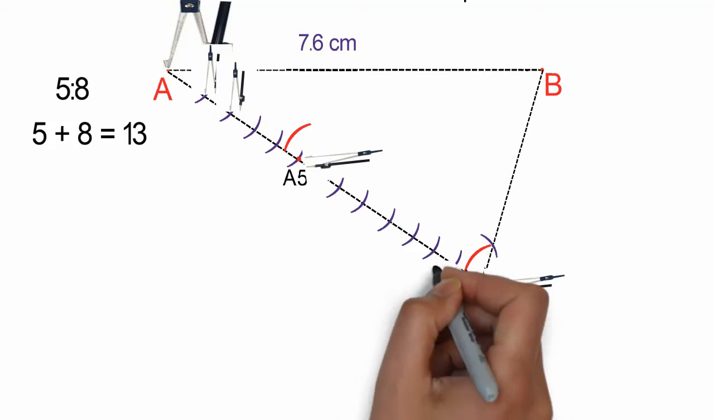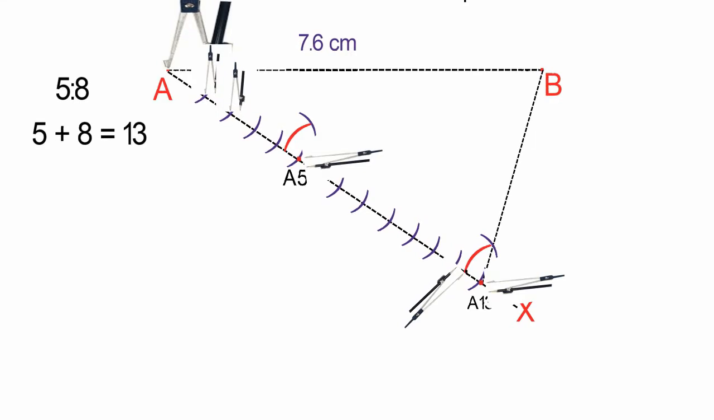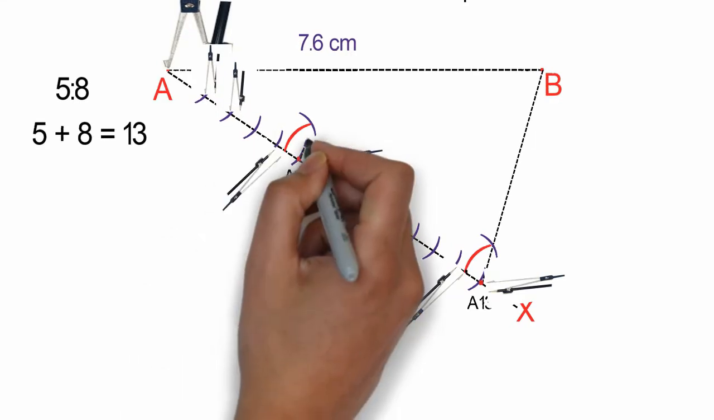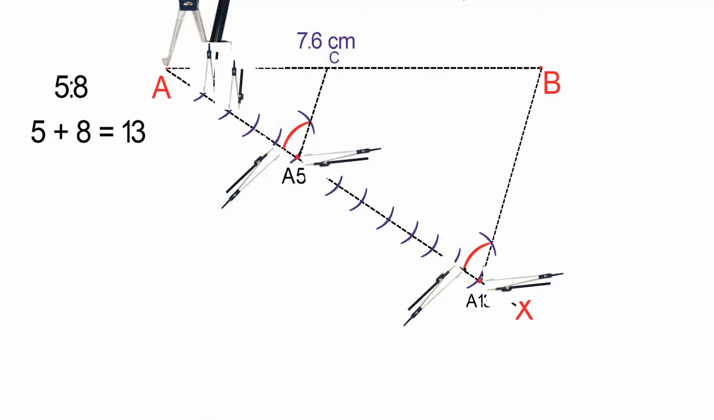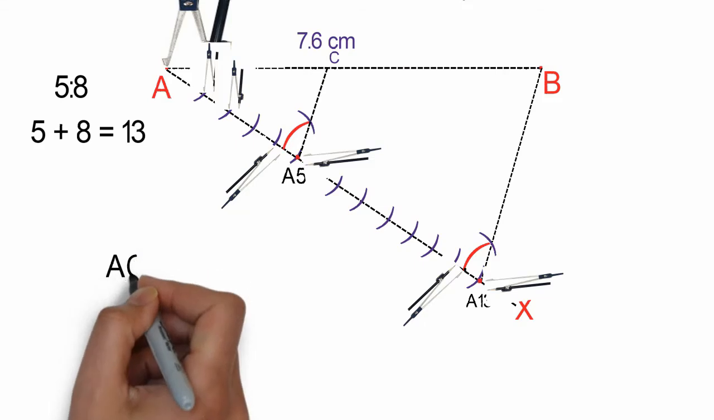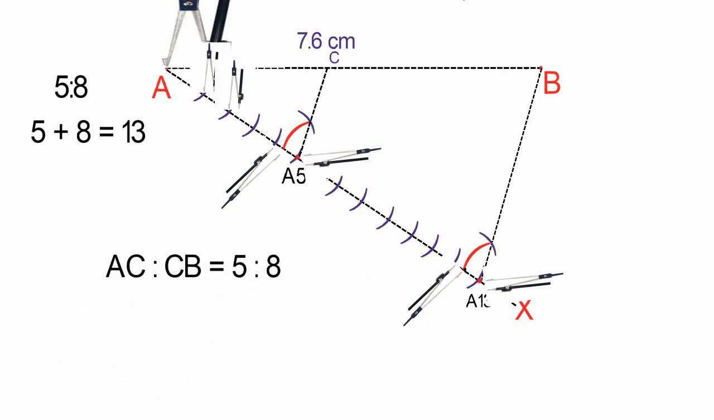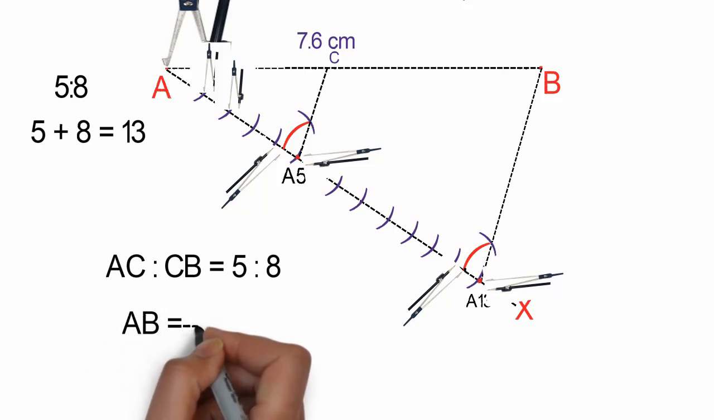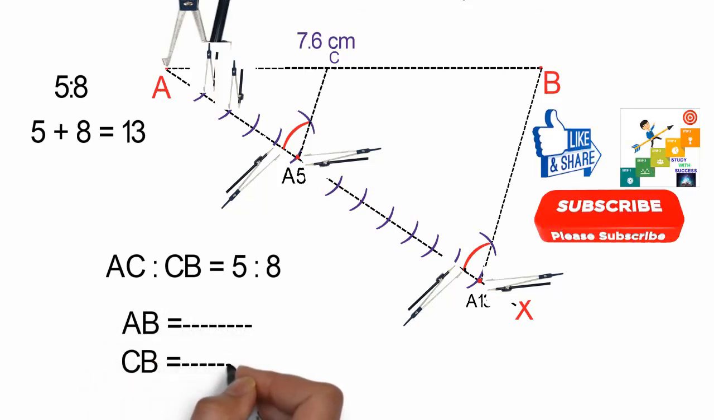Keep the compass at this point, and of the same measurement, now keep the compass at this point and draw the arc. Join A5 point with the cutting of the arc and draw the line parallel to it. So we get the ratio AC to CB equal to 5:8. Measure AC and CB. Thank you.